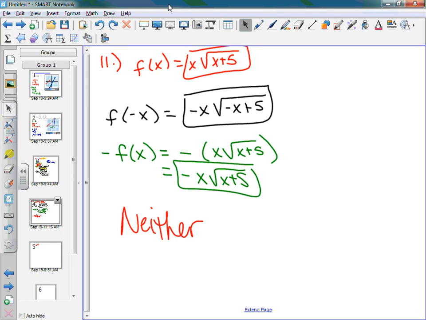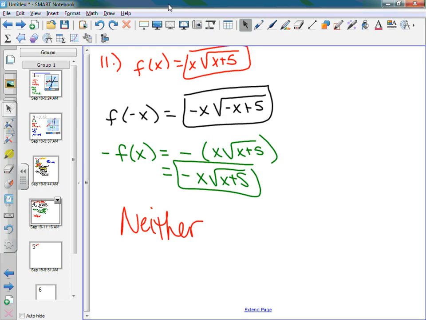Yep. Do we see that f of x is not equal to f at negative x for the even, and f at negative x and the negative f of x, the black and the green, do not equal? Okay? Any questions on even and odd?